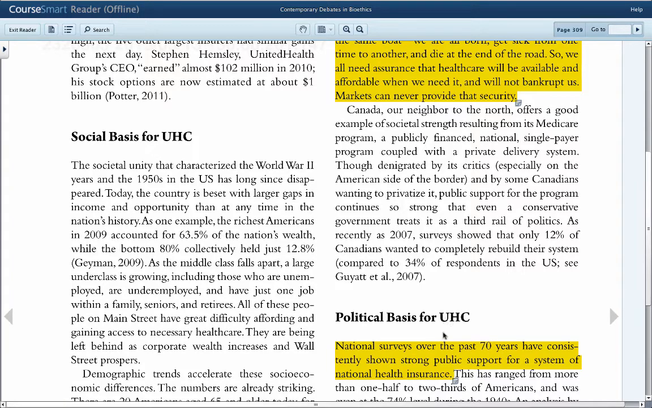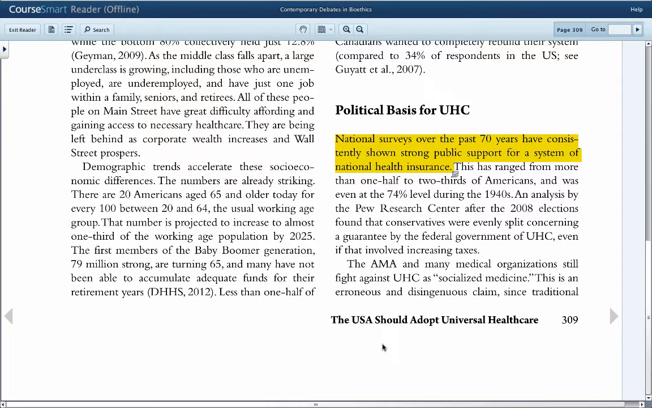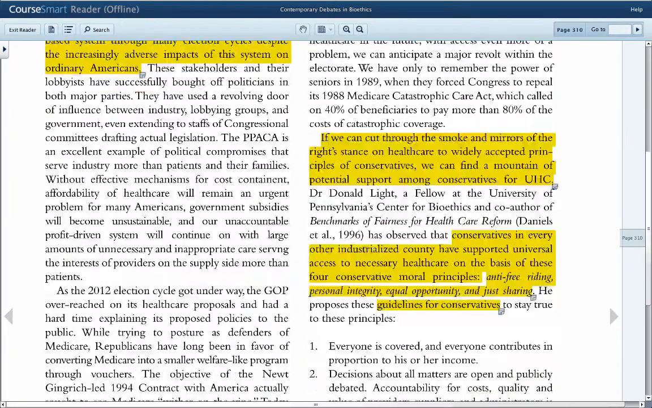But what's the political basis for this? Interestingly, he doesn't think this is just a matter of enforcing something on a minority of people, or a majority of people who don't want it. He says national surveys over the past 70 years have consistently shown strong public support for a system of national health insurance. If we had a real democracy, he says, kind of flamboyantly, we would have had universal health care by now. Instead, powerful corporate stakeholders in the very profitable medical industrial complex have been able to perpetuate the market-based system through many election cycles, despite the increasingly adverse impacts of this system on ordinary Americans.